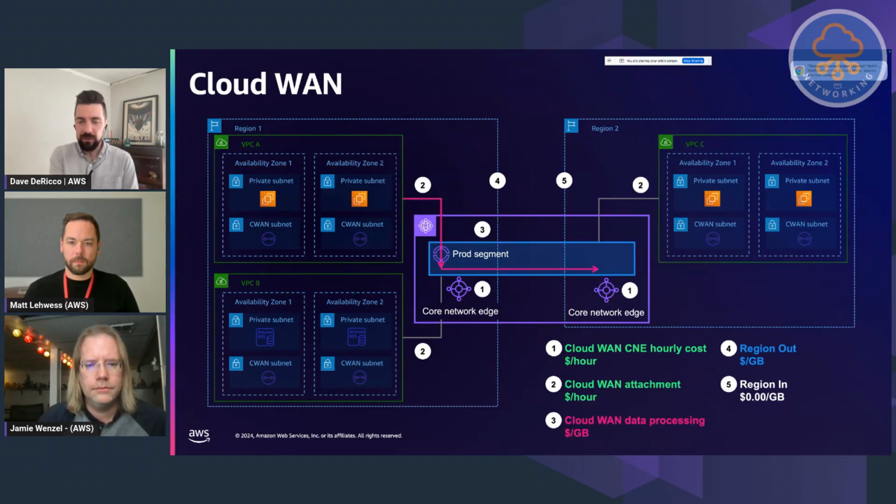So the biggest difference there is Cloud WAN does cost a little bit more, at least for the attachments. I don't remember offhand for the data processing. Always check your pricing calculator. And then there's the hourly cost for the core network edges.